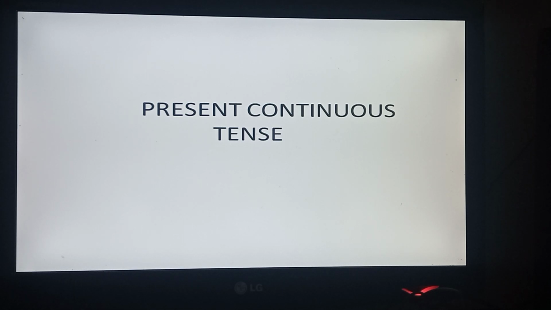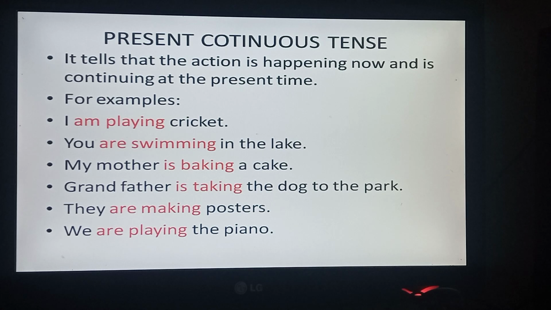So today we are going to learn more about present continuous tense. Does anyone remember what present continuous tense is? Definition: present continuous tense is used to show an action which is taking place at the present time of speaking. It tells that the action is happening now and is continuing at the present time. For example, I am playing cricket.